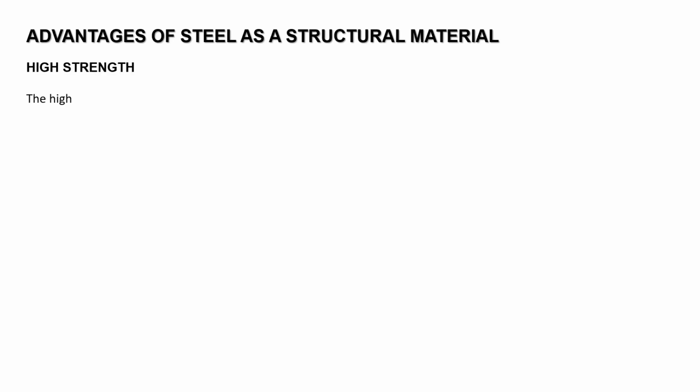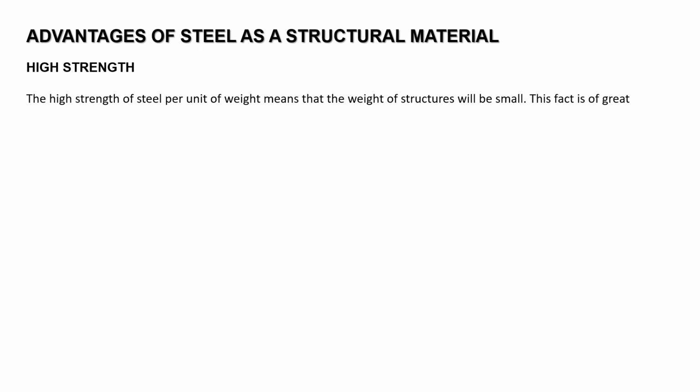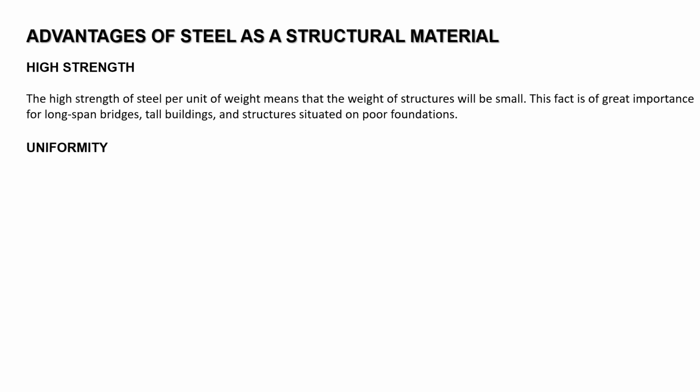High strength is an advantage of steel as a structural material. The high strength of steel per unit weight means that the weight of structures will be small. This fact is of great importance for long span bridges, tall buildings, and structures situated on poor foundations.